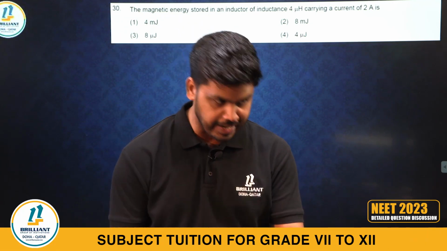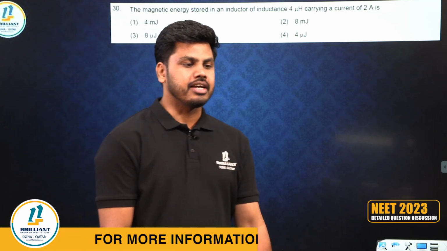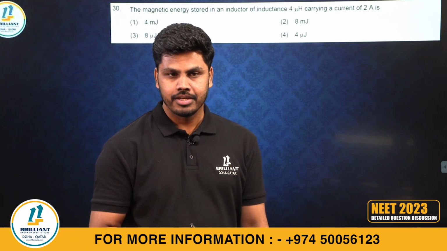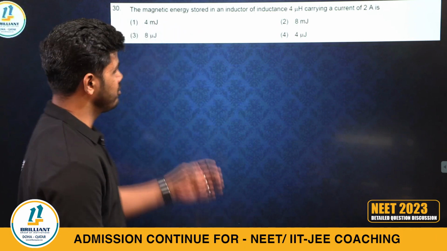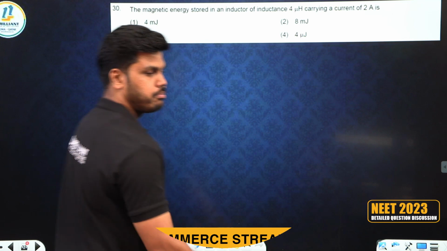Question number 30. The magnetic energy stored in an inductor of inductance 4 microhenry carrying a current 2 ampere is. Right. So here you are asked to find magnetic energy. Again, a question from moving charges part, like magnetism part.